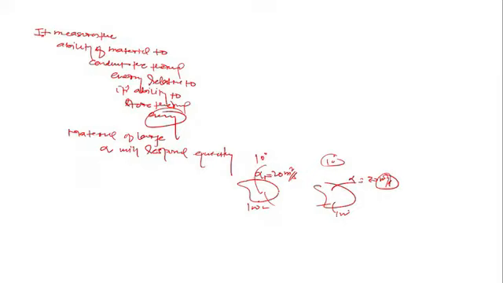Which will reach first? Initially their temperature is the same, and the environmental conditions are also the same. So which material will cool first, or which material will heat first? The material which has a high value of alpha. You should not decide by K, you should decide by alpha. It means the material of large alpha will respond quickly.